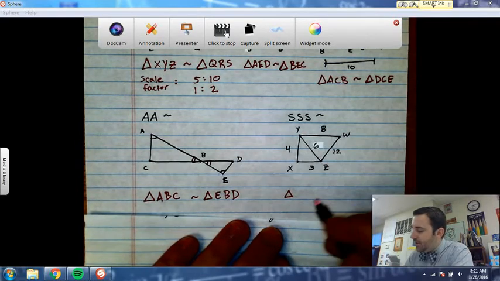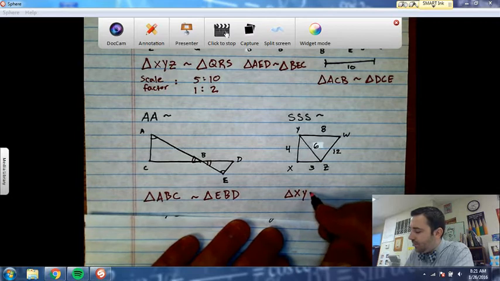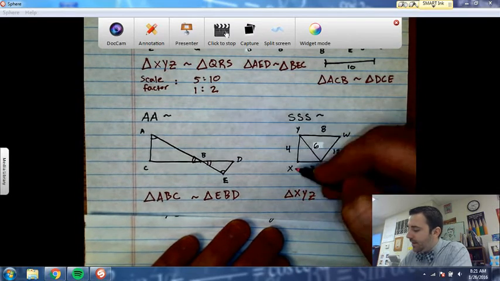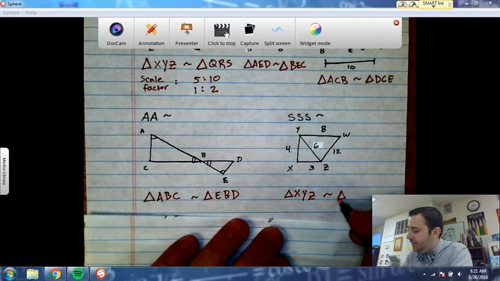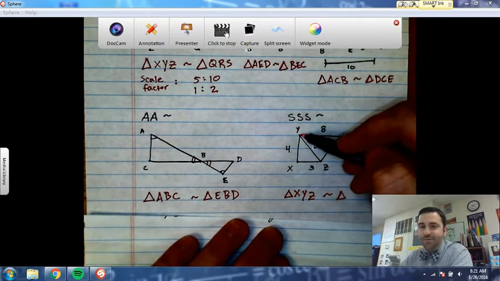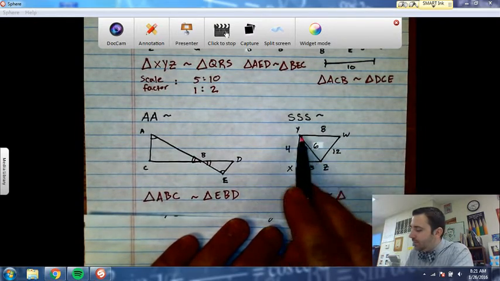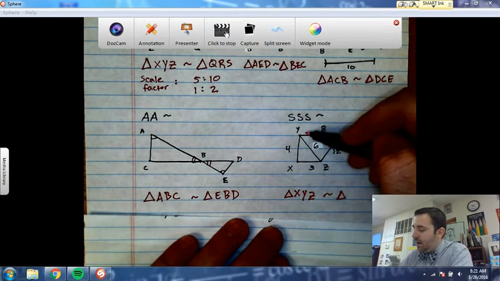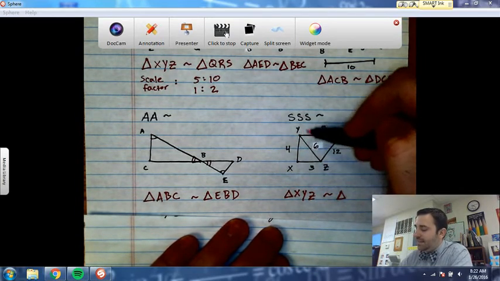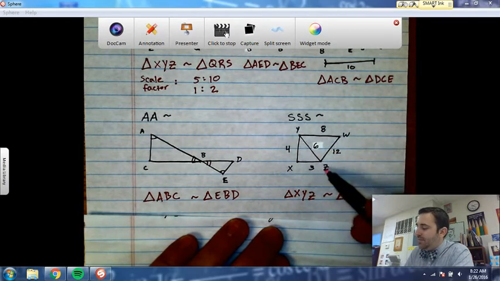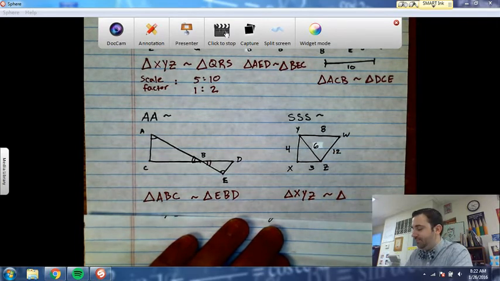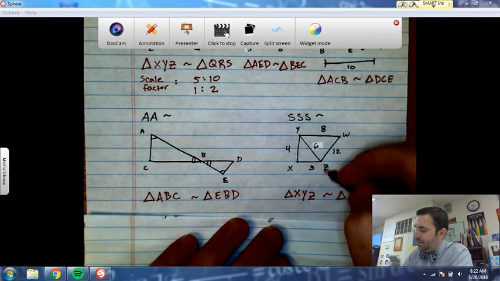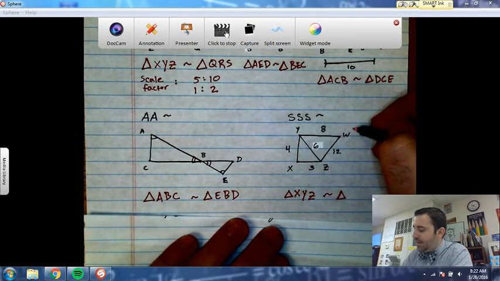So triangle XYZ is similar to triangle... notice XY is 4, so I want YW to be my next segment. In XYZ, YZ is 6, so then I'm going to want my WZ to be the next side in the similar triangle. So it is similar to YWZ.